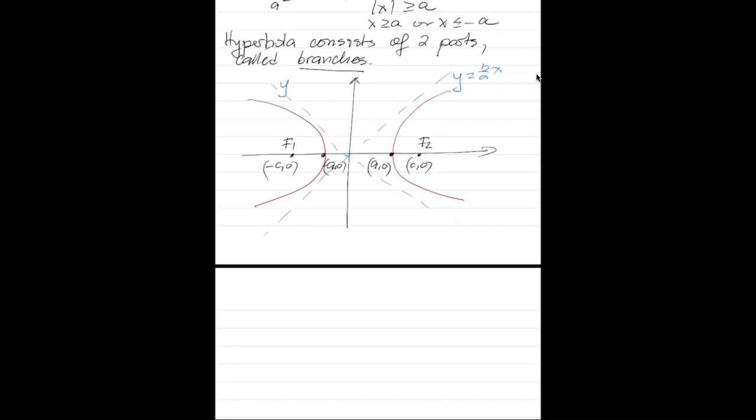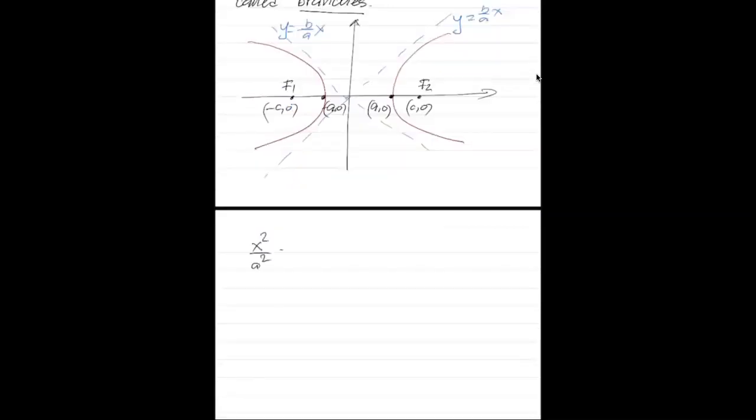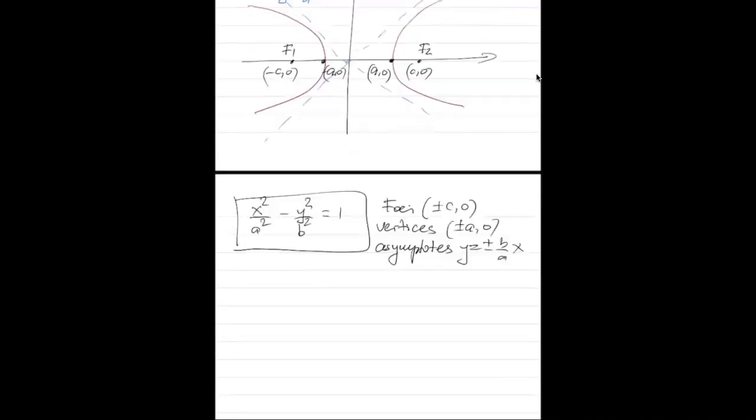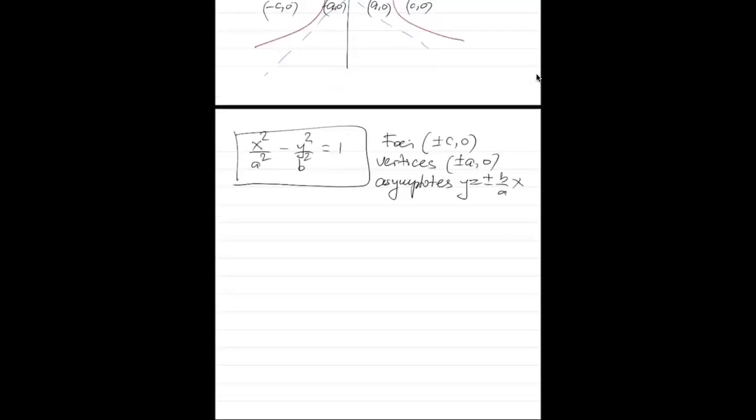So let's write this down. Everything we know about this, we know the equation of the hyperbola. We know the foci, we label them plus minus c and 0. We know vertices, plus minus a and 0, and asymptotes, 2 of them, and the equation, so y equals plus minus b over a x. Because of the symmetry, we can combine the 2 foci, the 2 vertices, and the 2 asymptotes. And let's not forget c squared here is a squared plus b squared.